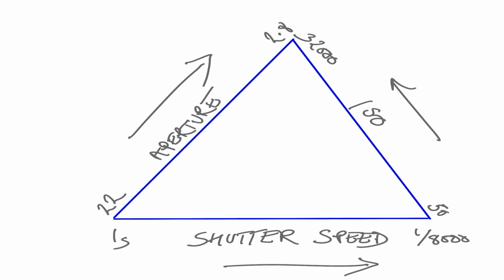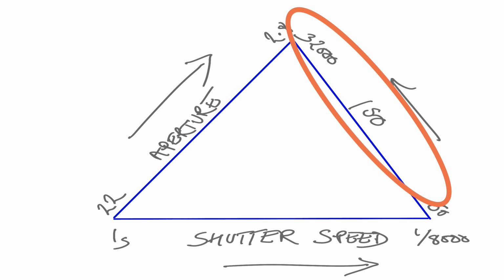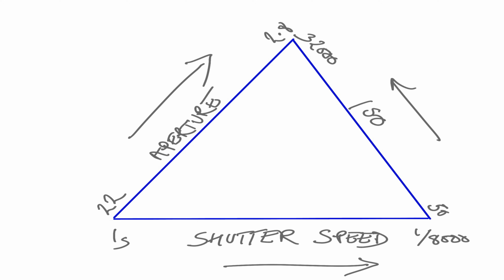So the exposure triangle is made up of three settings: shutter speed, aperture, and ISO. When we look at it here, on the left-hand side of shutter speed, we have slow shutter speeds, and on the right, we have high shutter speeds. And it's the same on the other two sides. With apertures, we start at wide apertures at the top and very narrow apertures at the bottom. And with ISO, we start with low numbers at the bottom and high numbers at the top. Let me explain those three concepts.